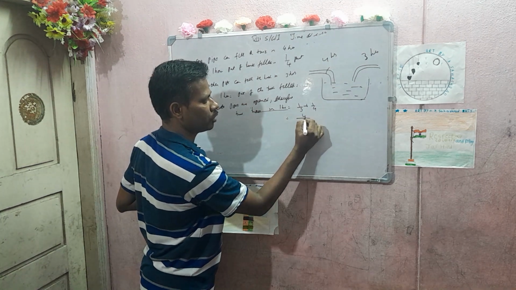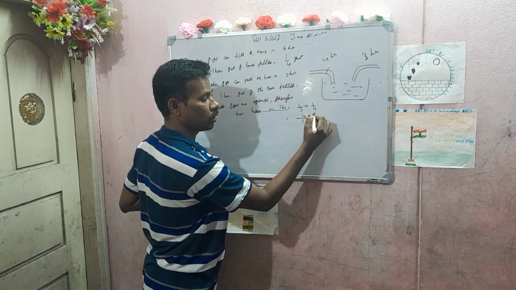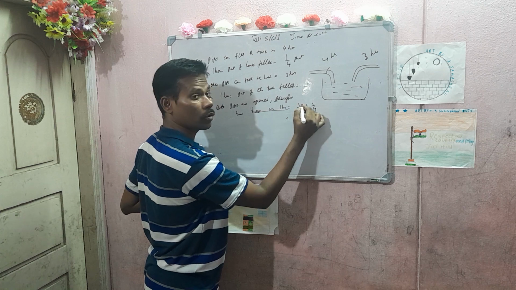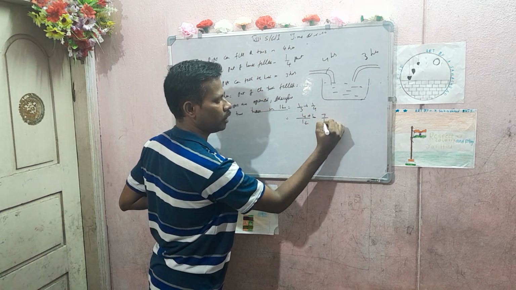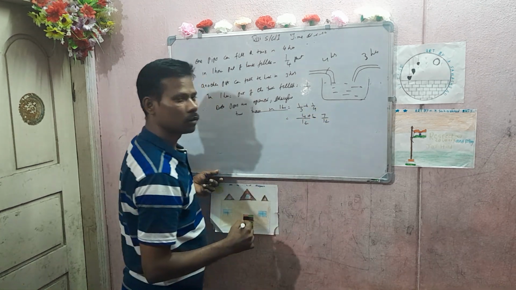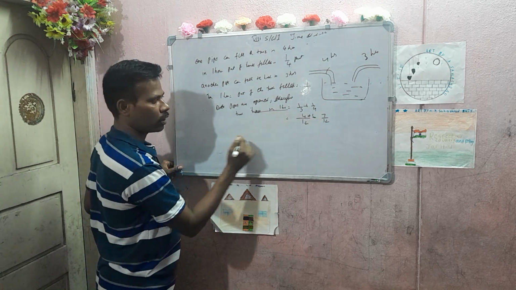LCM is 12. 3 4s are 12, 4 3s are 12. So 4 plus 3 is 7 by 12. So this is for 1 hour.